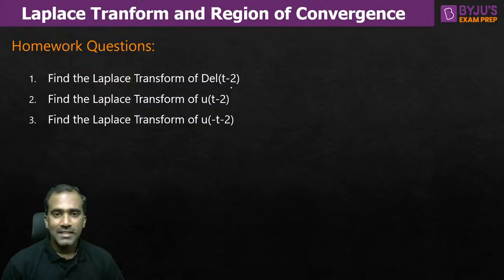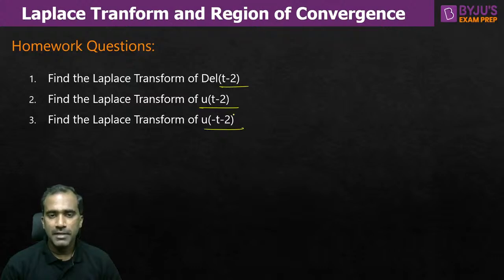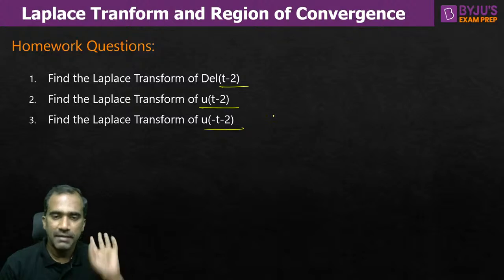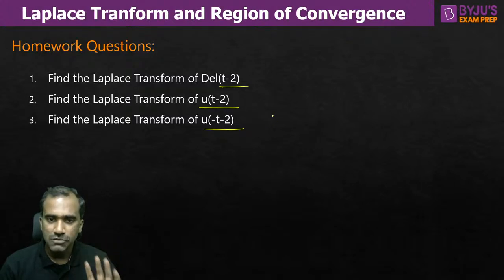Right. So I've given you some simple homework. I'm asking you to find the Laplace transform of delta of t minus 2, u of t minus 2 and u of minus t minus 2. Don't use any properties because I've not yet discussed any properties. Let's go with whatever is discussed till now, which means use only the Laplace transform formula that I have given you.